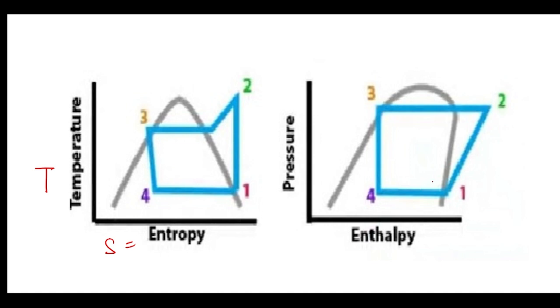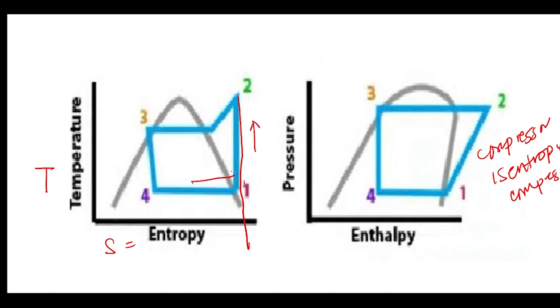So for example, 1 to 2, what is happening in the compressor, you can experience isentropic compression. Here in the pH diagram you cannot see a straight line, but here in the TS diagram there's a straight line, meaning you are having constant entropy. The temperature is increasing. How do you know that the temperature is increasing? Because from 1 to 2, the direction is going upward.